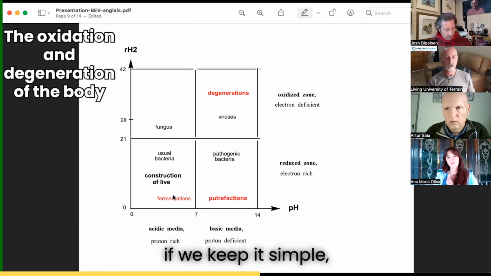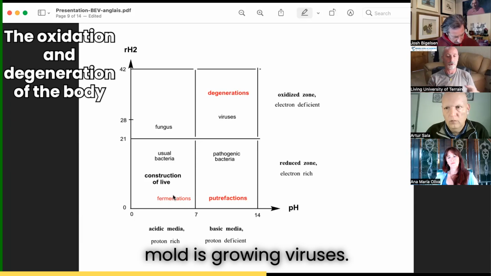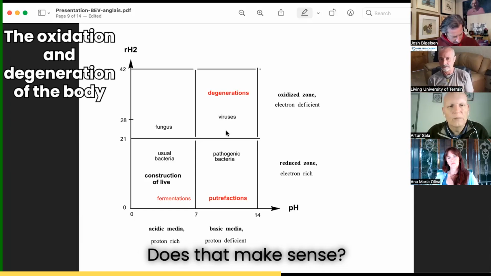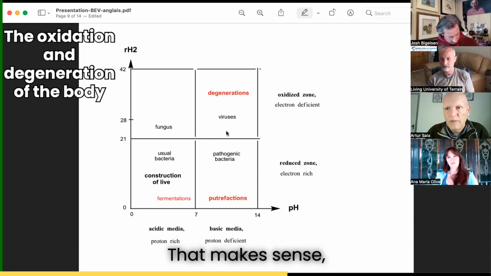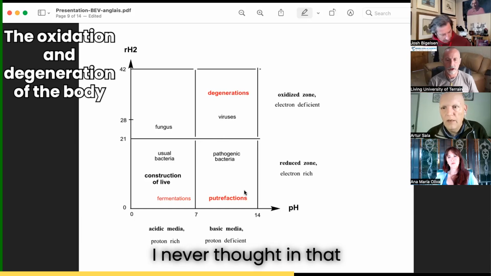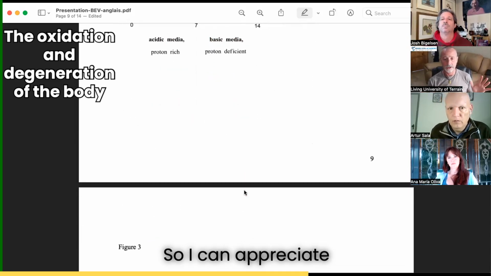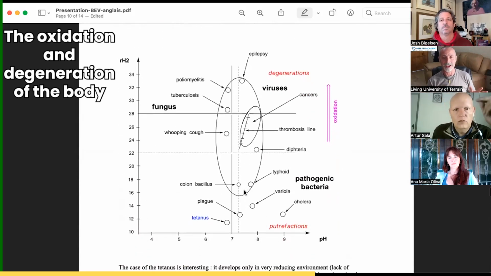I think fermentation, if we keep it simple, is a growing, like the mold is growing. Viruses are things starting to break down. Does that make sense? That makes sense, at least for me. Okay, I never thought in that way. Cool. Okay, so I can appreciate that. Yeah, I brought something to the table.